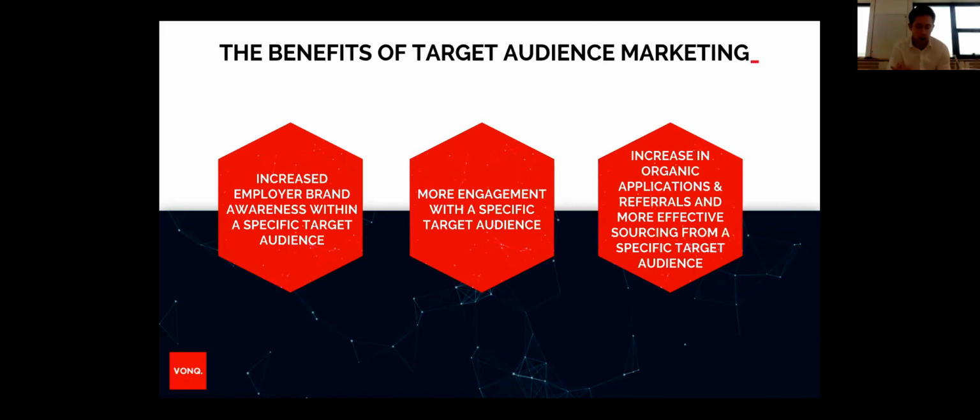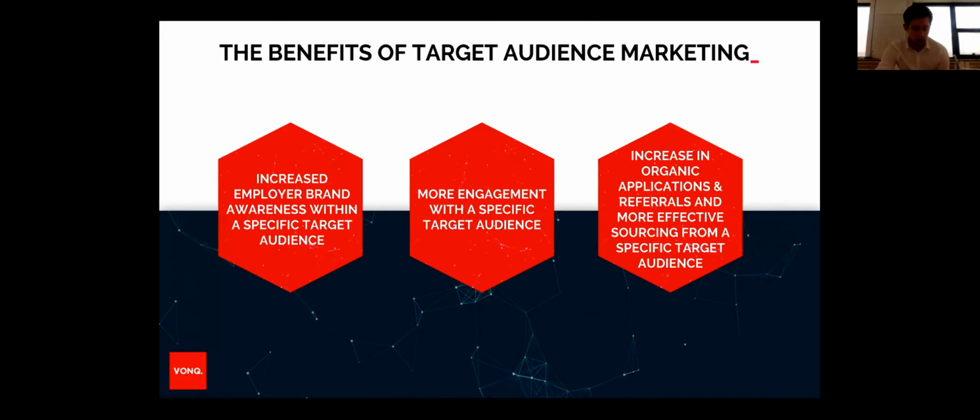This can be both online in the form of forums, like communities like Slack, or attendance to events like hackathons that you run. These are the kind of things that really get you interacting with that target audience. Ultimately, you'll begin to generate more organic applications and referrals from that target group as you become more of a desirable employer. That has a knock-on effect, of course, to the applications you receive from your job advertising as well.